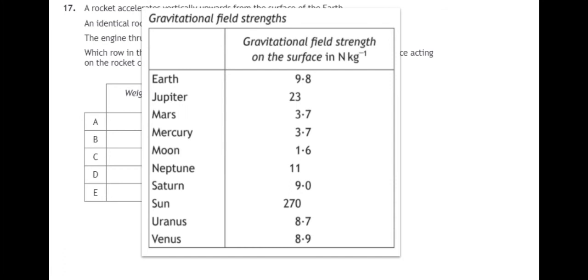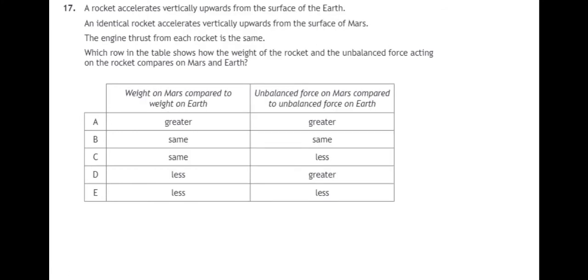If we look on our data sheet, we have this table, which tells us the gravitational field strength on different planets. And we see Earth has a gravitational field strength of 9.8, whereas Mars has a gravitational field strength of 3.7 newtons per kilogram. And that tells us that the force of gravity acting on the rocket on Mars is a little bit less than half that on Earth. So let's consider. The weight is going to be less on Mars because the gravitational field strength is less. What about the unbalanced force?